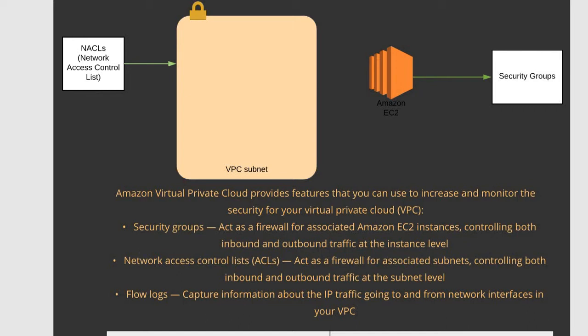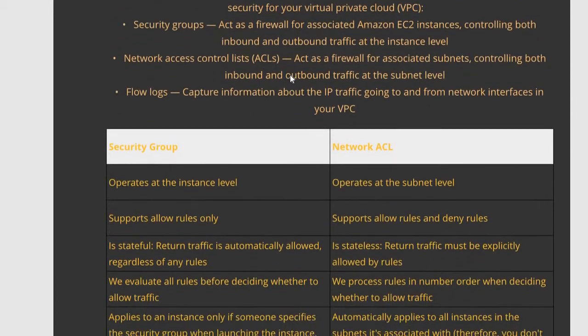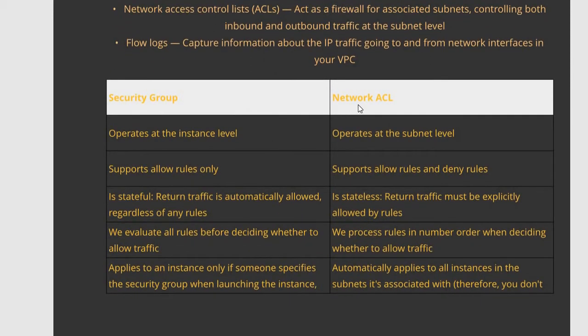So coming on to the differences between security group and network access control list. As we are already aware, security group operates at instance level while network access control list operates at subnet level. Then it supports allow rules only. There is no deny rule that we can configure in security group, while we can configure allow rules as well as deny rules in network access control list.